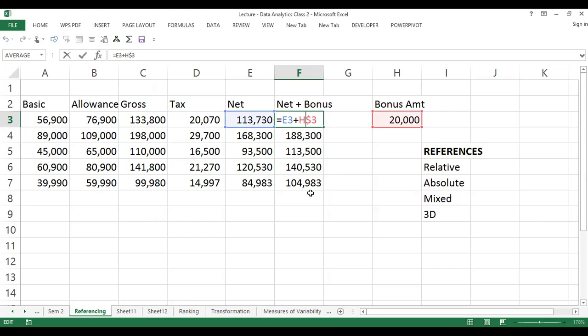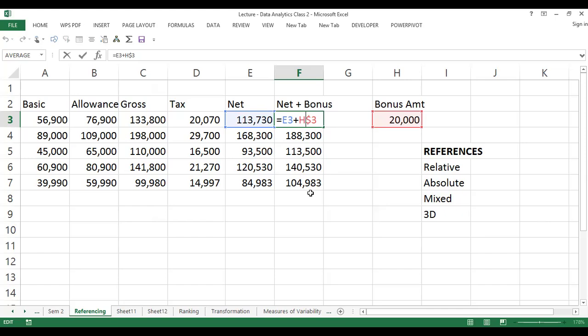Referencing is also called addressing. Okay. So mixed referencing is when you put a $ sign in one out of the rows and columns, and you don't put a $ sign in the other one. When you put a $ sign in both, that's absolute. Okay. Are we together?